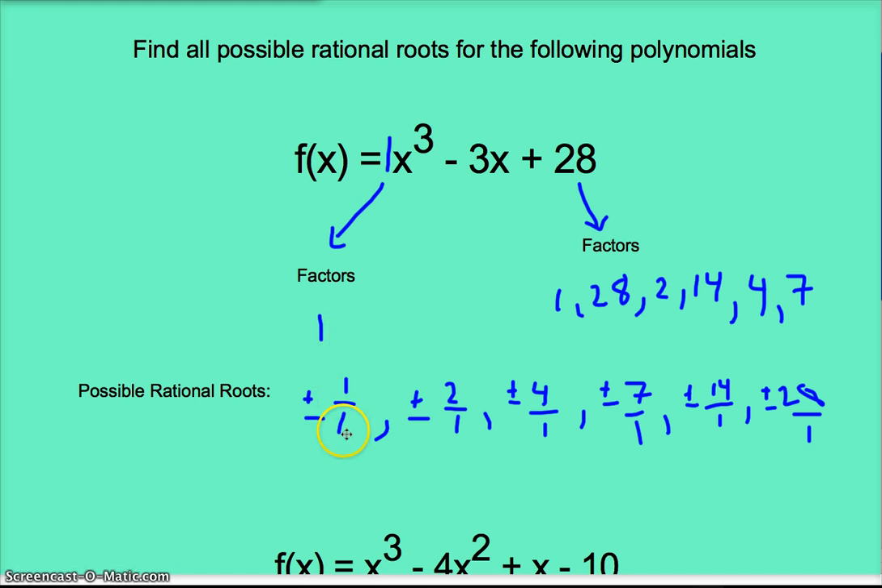Once again, what this tells us is that this polynomial is going to have roots of either -1 or +1, -2, +2, -4, +4, -7, +7, -14, +14, -28, or +28. The roots are going to be found within that set of numbers.